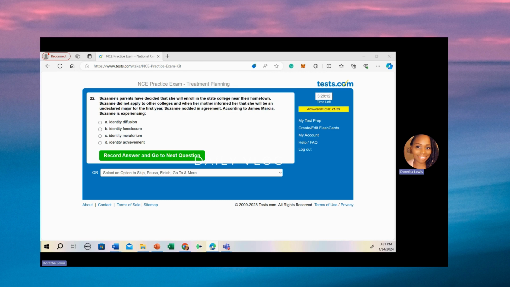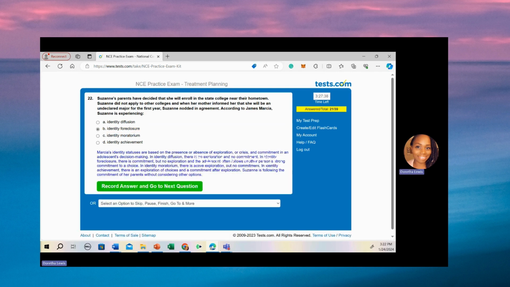Suzanne's parents have decided that she will enroll in the state college near their hometown. Suzanne did not apply to any other colleges, and when her mother informed her that she will be an undeclared major for the first year, Suzanne nodded in agreement. According to James Marcia, Suzanne is experiencing A, identity diffusion, B, identity foreclosure, C, identity moratorium, and D, identity achievement.